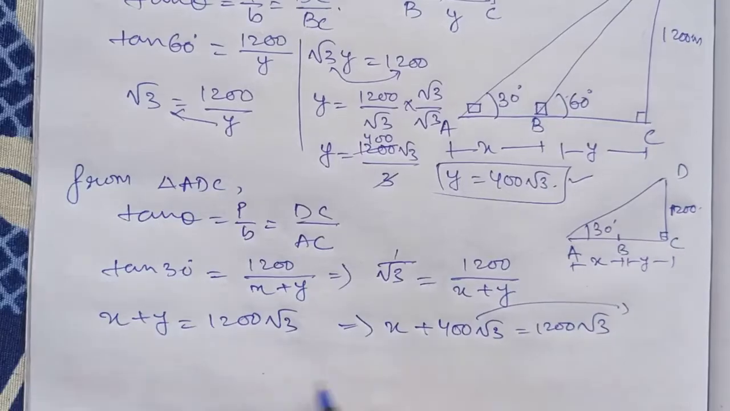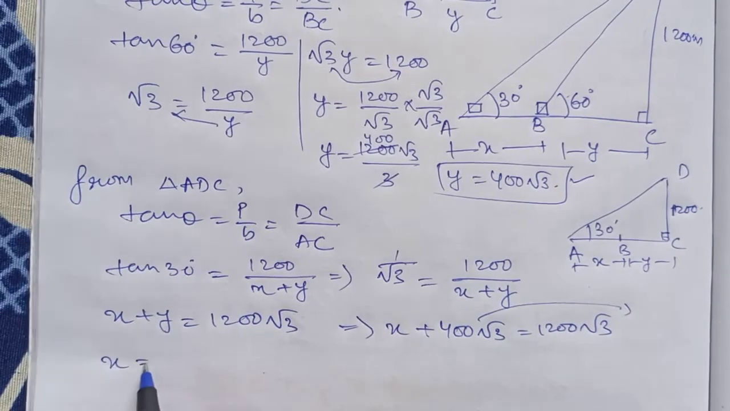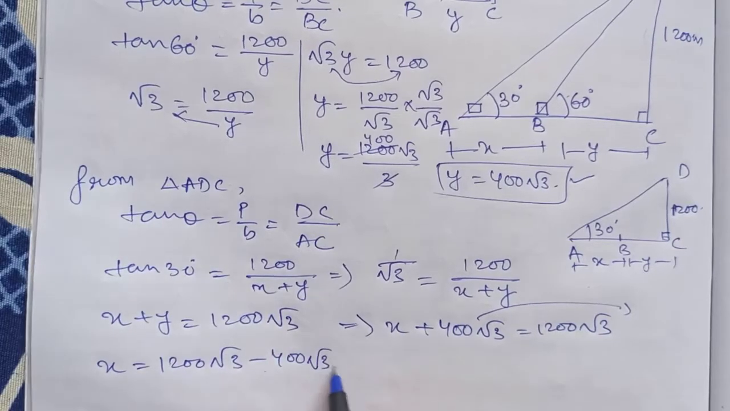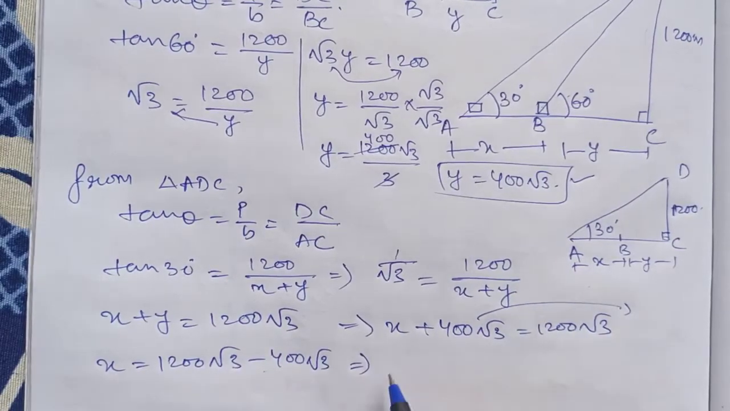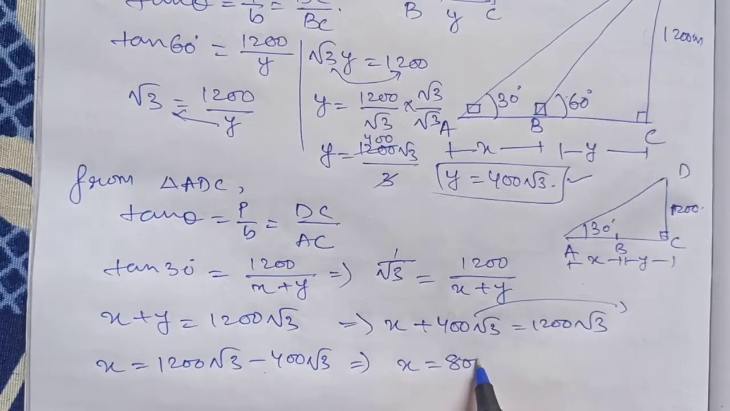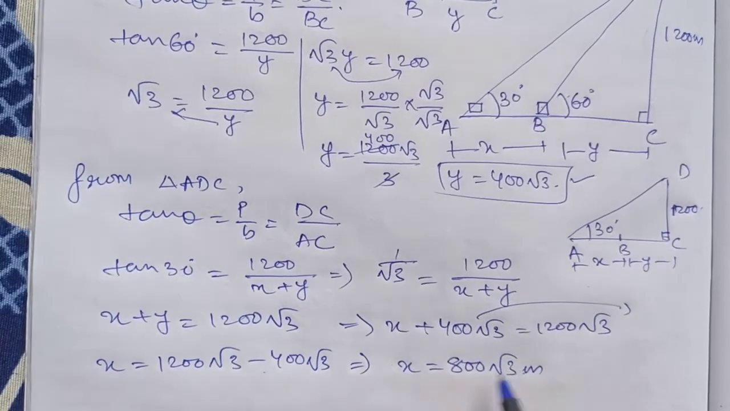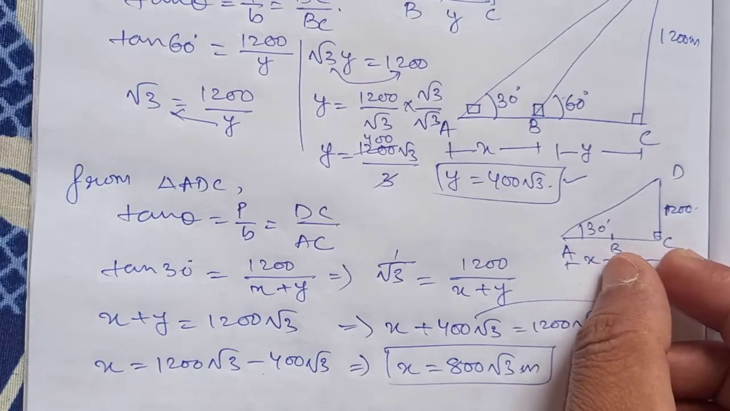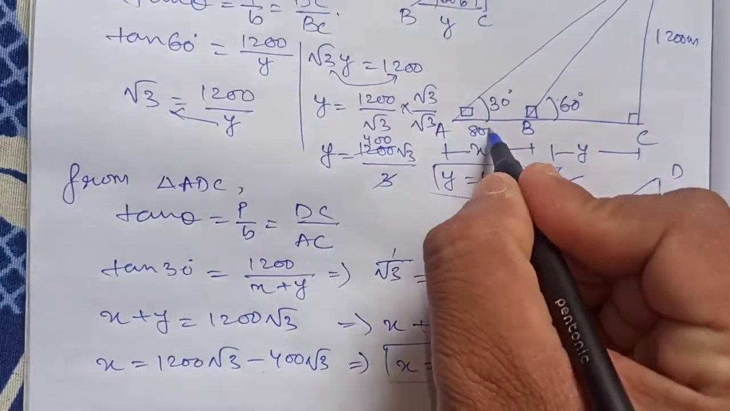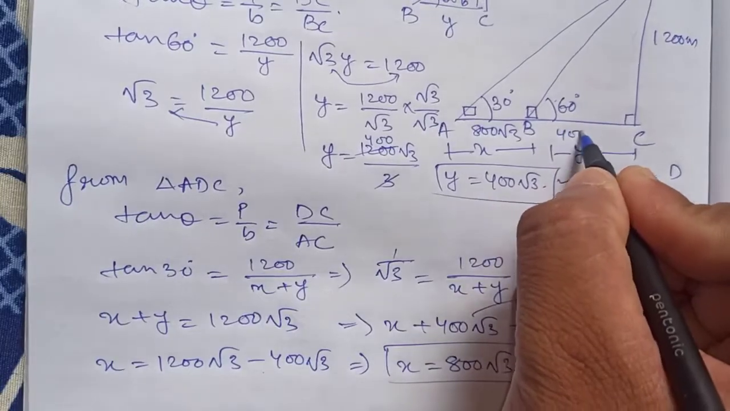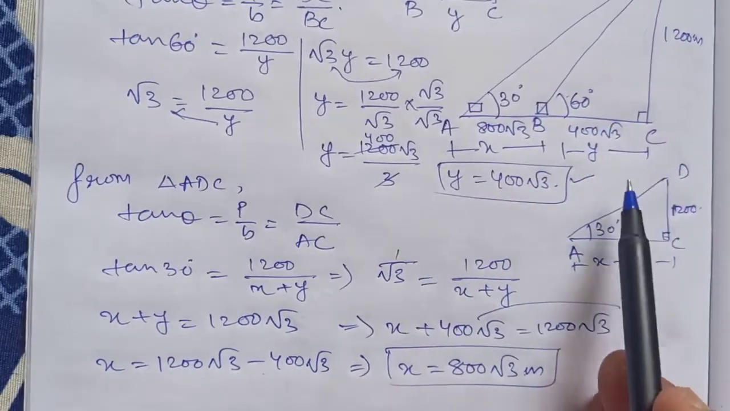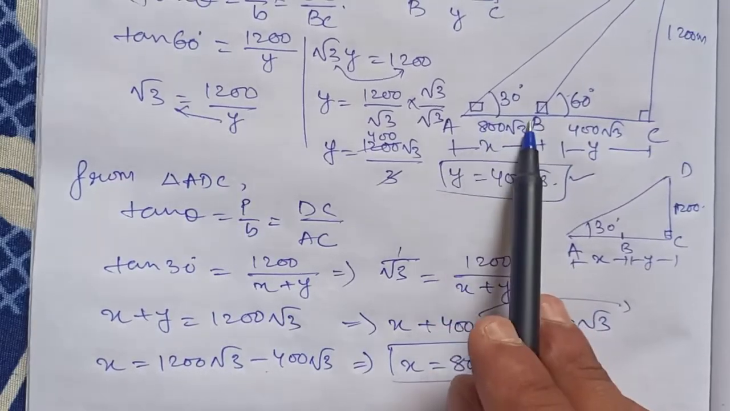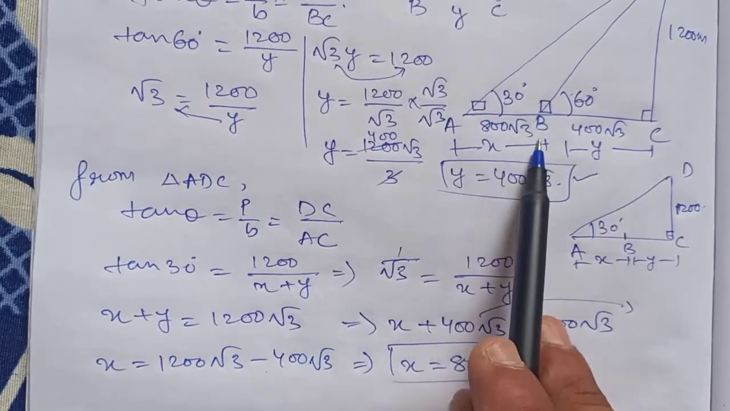Now bring this value this side. So we will have X equals 1200 root 3 minus 400 root 3. By subtracting these two, we will get X equals 800 root 3 meter. So this value is 800 root 3 meter, and this value is 400 root 3 meter, which we got just now. In this way you can easily calculate the value of X and Y. So the distance between the two ships is 800 root 3 meter.